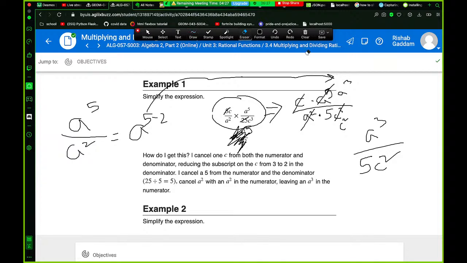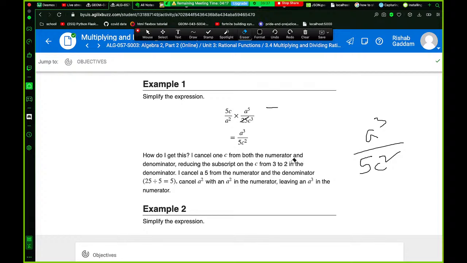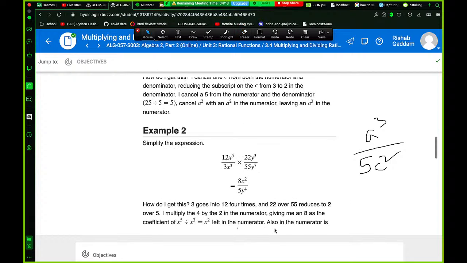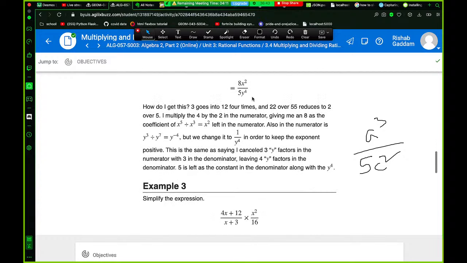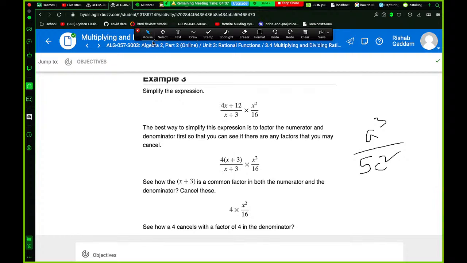So let's see what the actual answer is. And as you can see, it's the exact same answer as what we got. So that's multiplying and dividing rational expressions. It's just like dividing normal fractions. Super easy, barely an inconvenience. So let's go back and do some practice problems on this first.